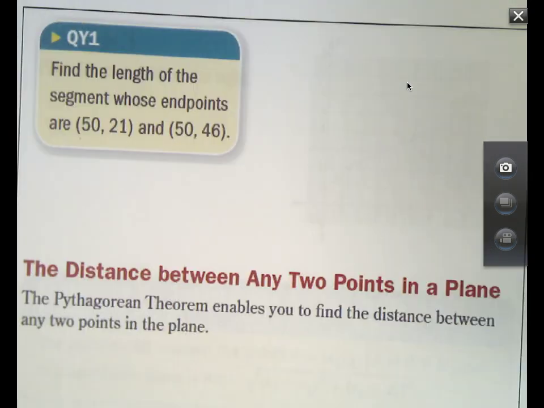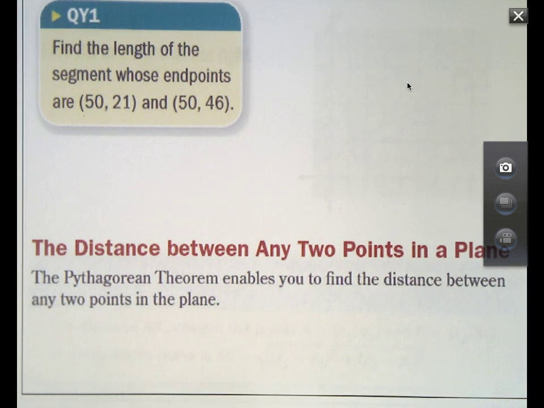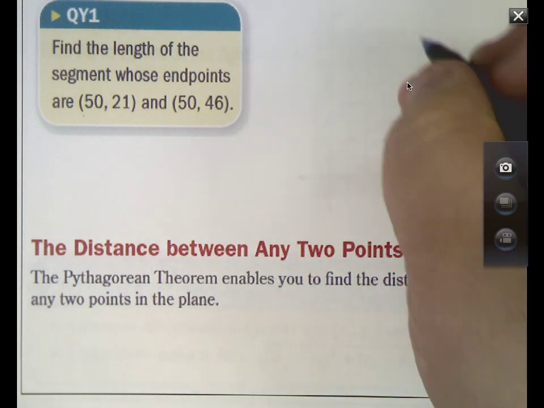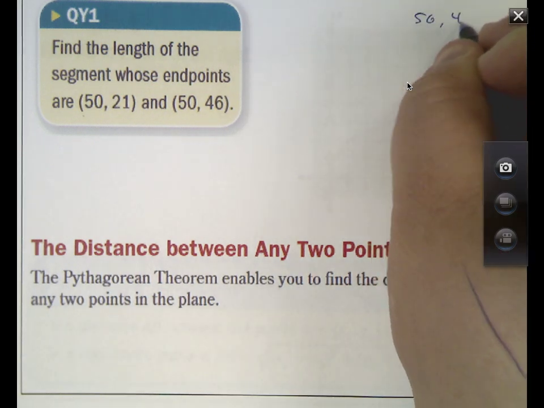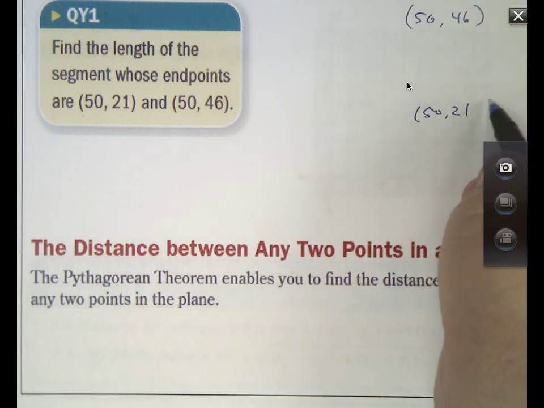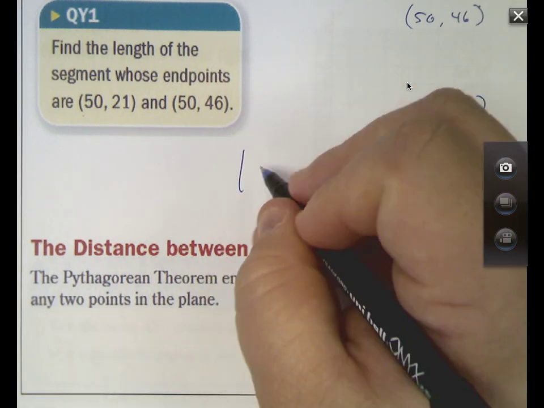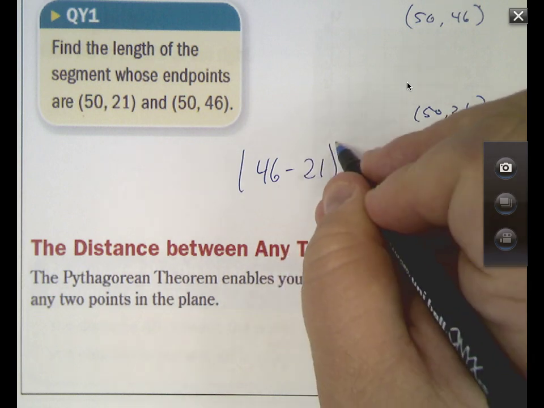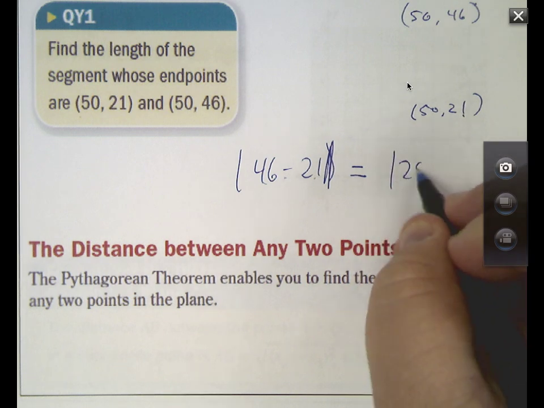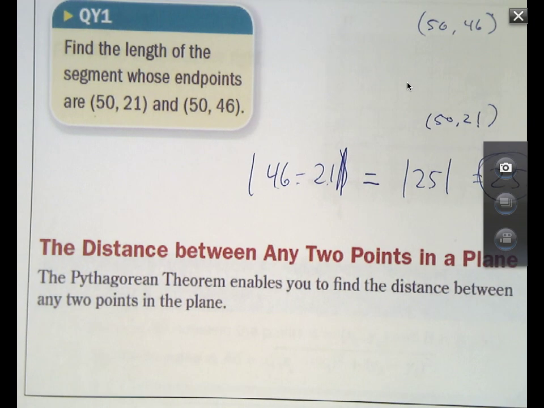Not always are we going to have 2 points that are on vertical and horizontal lines. Let's look at Quiz Yourself 1. Find the length of the segment whose endpoints are (50, 21) and (50, 46). Well, if you think about it, (50, 46) is above (50, 21). So top subtract bottom, the absolute value of 46 minus 21, which is the absolute value of 25, which equals 25.